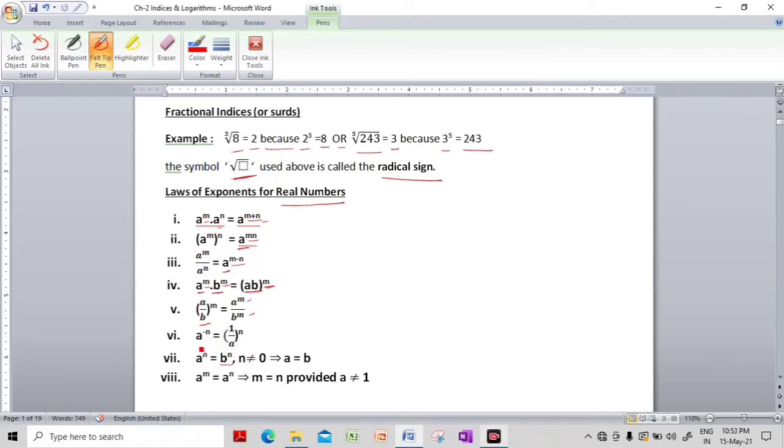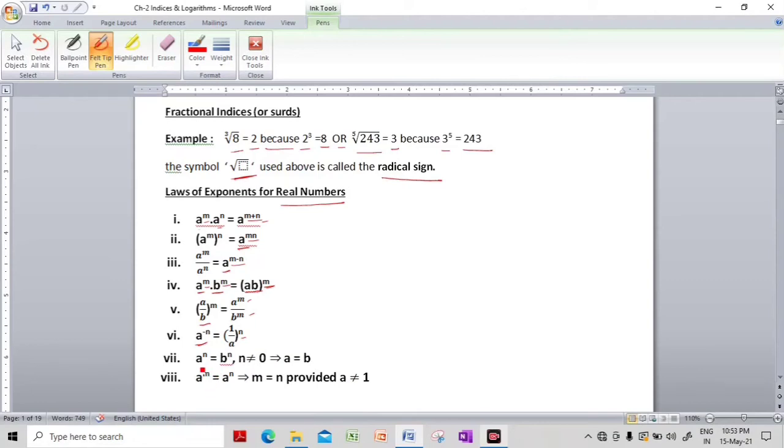Next one, a power minus n. It means 1 upon a power n. Whenever we have a minus in the power, our target is always to remove the negative sign. So in that case we can take the reciprocal of whatever base is given to us.